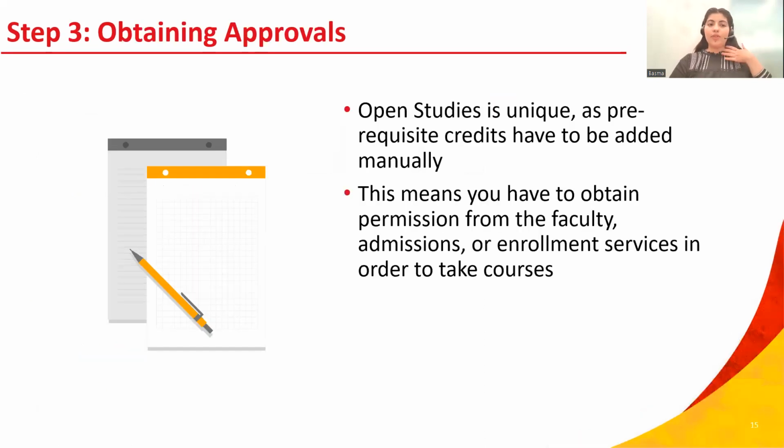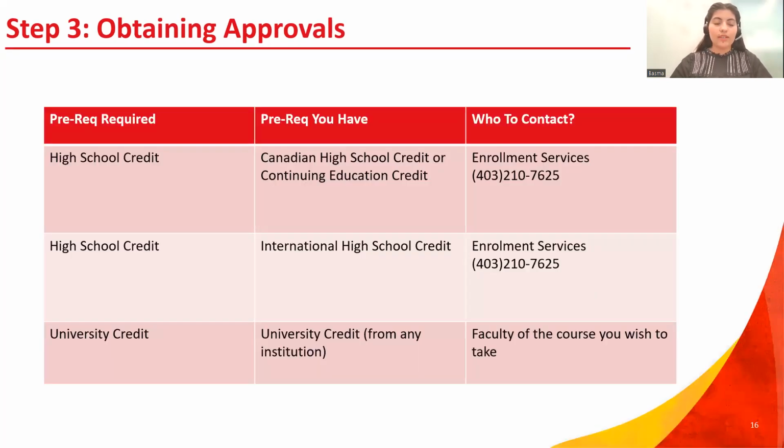Coming to step number 3, which is obtaining approvals. That is where it's a little bit different for students who are participating in a degree program versus students in an Open Studies program. Sometimes you do need permission from different areas, depending upon what kind of permission you're asking in order to enroll in a course. This could look like permission from faculty. It could also look like permission from the admissions team or Enrollment Services in order to take a particular class that you need. So I'll show you examples of that now.